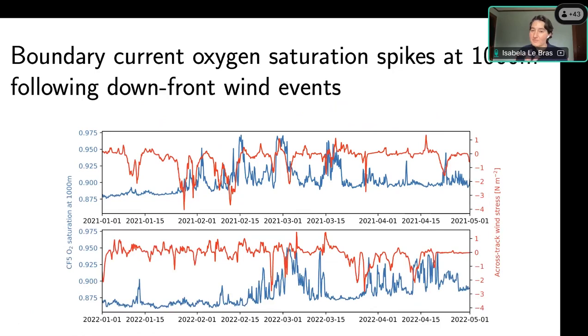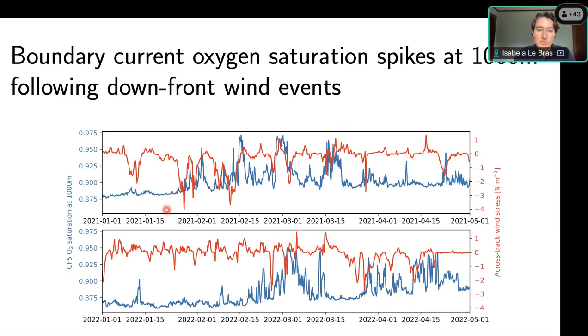Some very preliminary sneak peek at these data, which I'm really excited about. They show that these downfront wind events appear to be associated with saturation spikes in the oxygen down at 1,000 meters. So in red, I'm showing the wind stress that's in the same direction as the current. So these big negative spikes are downfront wind events.